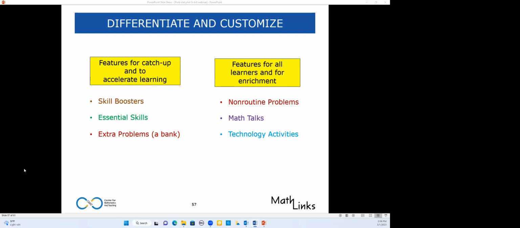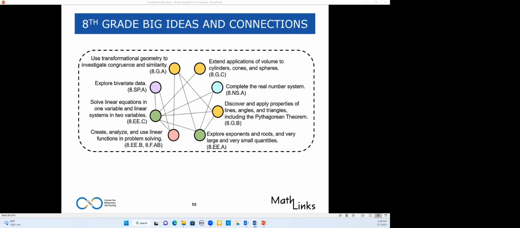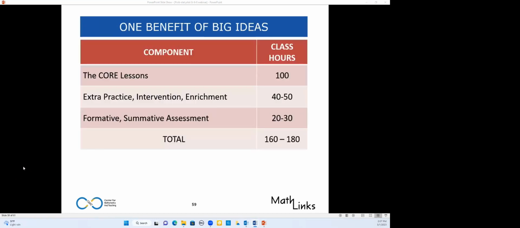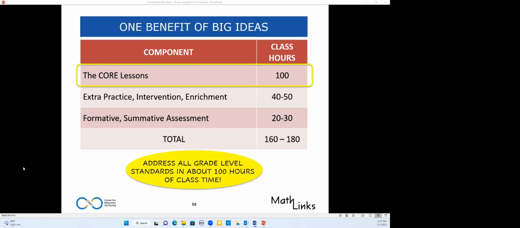Here is a close-up view of our grade 8 Big Idea wheel that is in the teacher edition. We are convinced that teaching with an eye on big ideas allows for more connections to be made and more efficient and effective learning. Think about the benefit of making connections using big ideas. Since the lessons in the 10 packets are designed to address all grade level standards in about 100 class hours, we know that the remaining time can be split up with extra practice, intervention, enrichment, and assessment, all of which are right there at your fingertips.